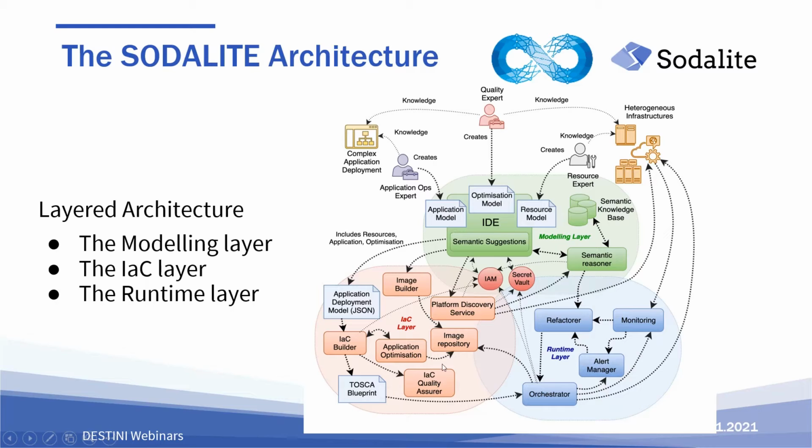Then we also have some other components to check the quality, for example, bugs, smells, and errors, and also make suggestions to fix them. Executable infrastructure as code blueprints are used by the orchestrator to provision the resources and deploy the application components. The orchestrator is part of the runtime layer. The runtime layer also has several other components to monitor the application as well as to adapt or modify the applications. So refactoring is the component that is responsible for adapting the application.